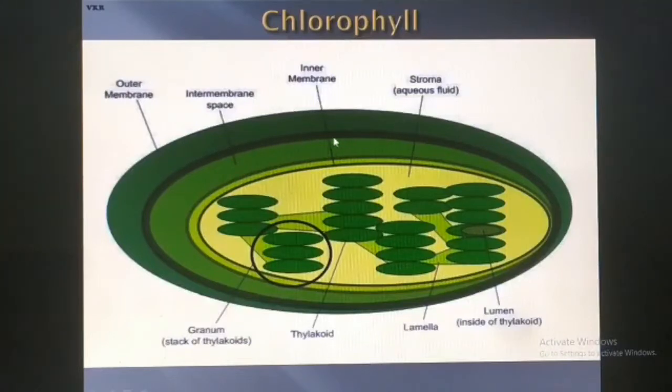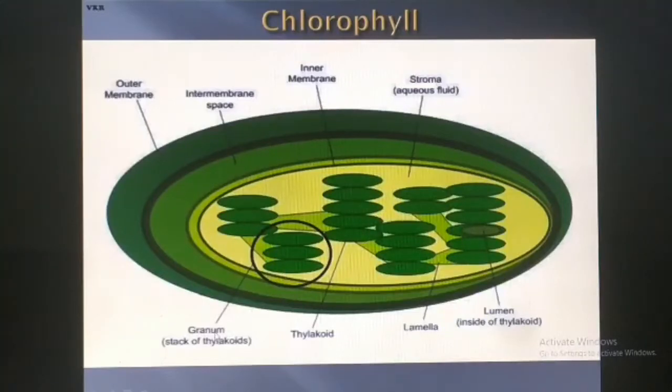Inside the chloroplast, you will see that this is the stroma. The stroma means the entire area is filled up with an aqueous substance, a fluid. This entire area is like the cytoplasm of a cell. So the fluid is filled up in this area. This area is called stroma. And apart from this, there are some coin-like structures piled upon each other. These piled up structures are called granum.